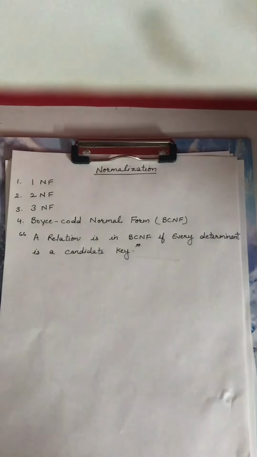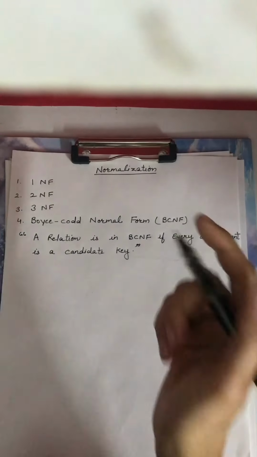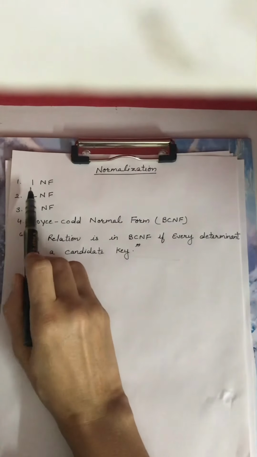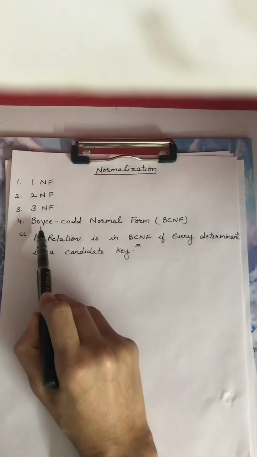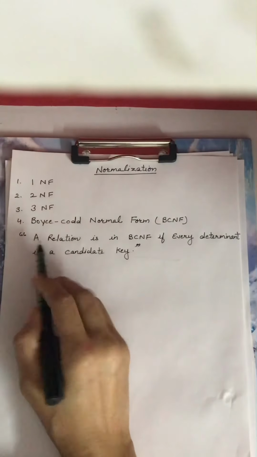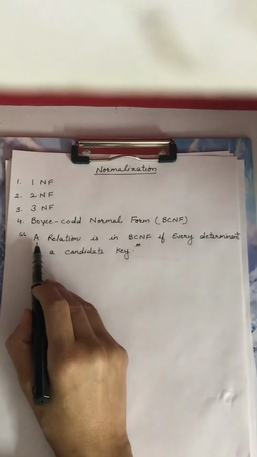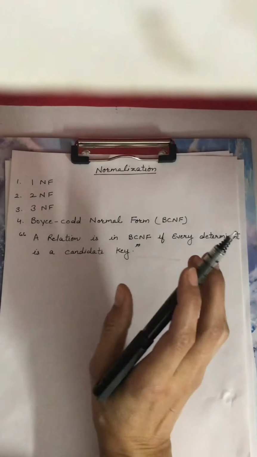Hello students, our today's topic is Boyce-Codd normal form. As we have discussed earlier, first normal form, second normal form and third normal form. Next normal form is Boyce-Codd normal form. What does it say? It says a relation is in BCNF if every determinant is a candidate key.